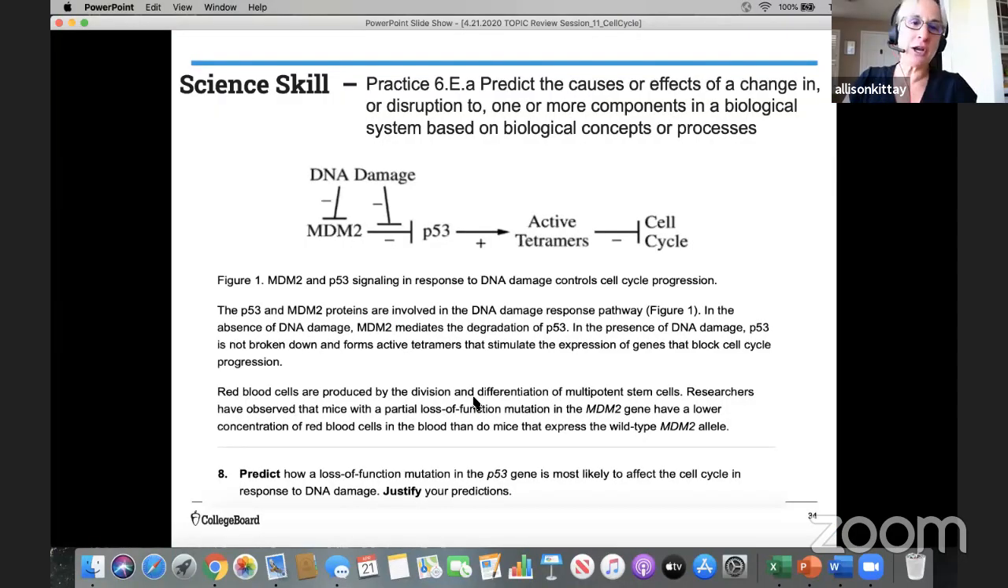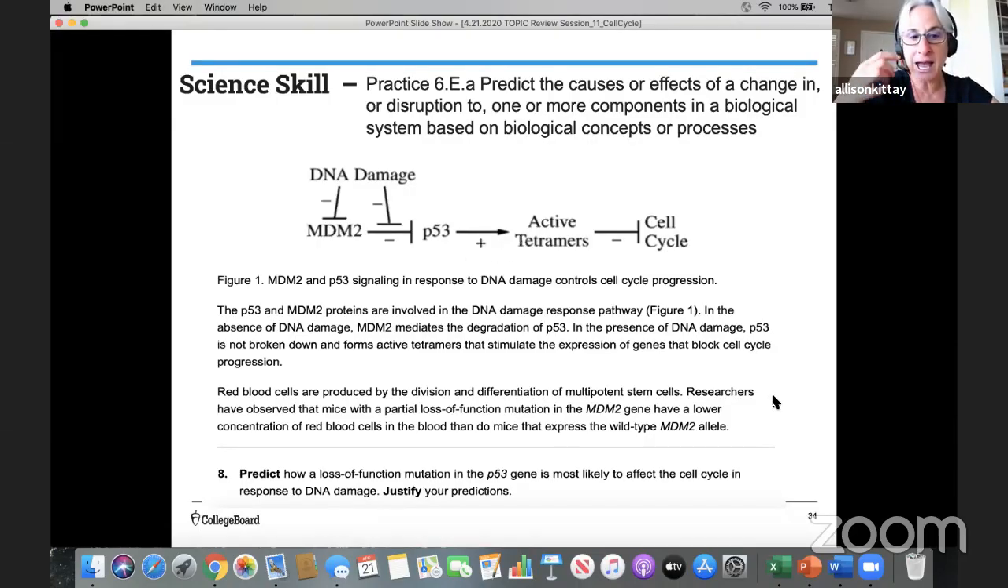All right, so a quick check for understanding. Again, this has to do with predicting the cause or effect of change or disruption to a component of a biological system. And this is based on the concept of cell signaling and regulation of the cell cycle. So you've got figure 1, MDM2 and P53 signaling in response to DNA damage controls cell cycle progression. The P53 and MDM2 proteins are involved in DNA damage response pathway that's shown above. Oh, and by the way, as you're looking at that, these mean a negative or inhibit. This is positive or stimulates.